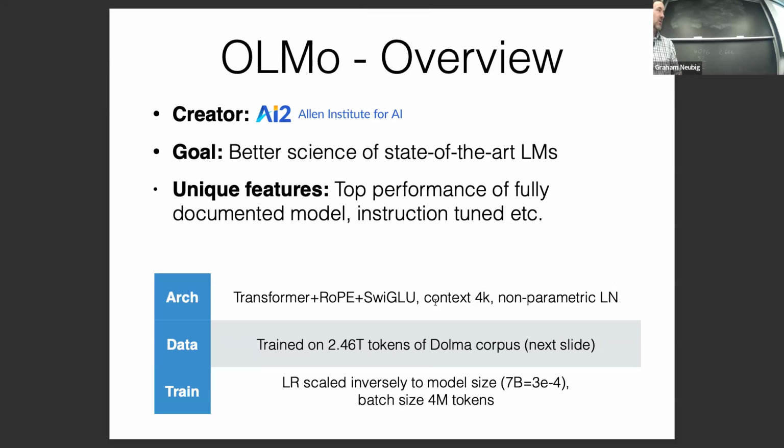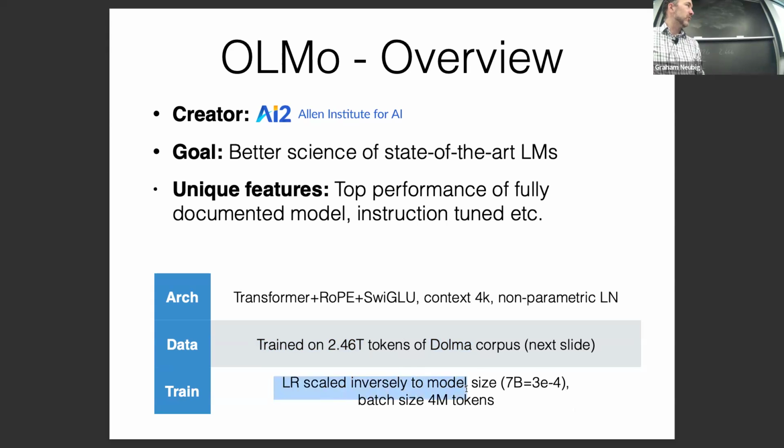Looking at the parameters, basically similar to LLaMa, the one big difference is they're using non-parametric layer norm instead of RMS norm. So this is basically layer norm with no parameters whatsoever. They didn't super clearly justify why they decided to do this. One difference from Pythia, this was actually trained on 2.46 trillion tokens. So compare this to Pythia, which was trained on 300 billion tokens. And so they basically trained it for a lot longer. They trained it on something called the DOLMA corpus, which they also created at AI2.